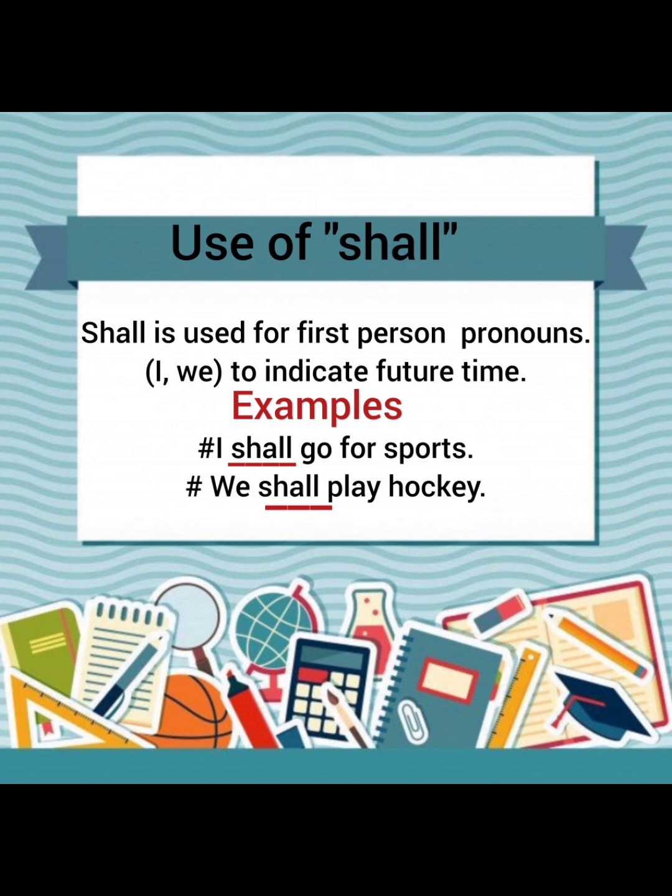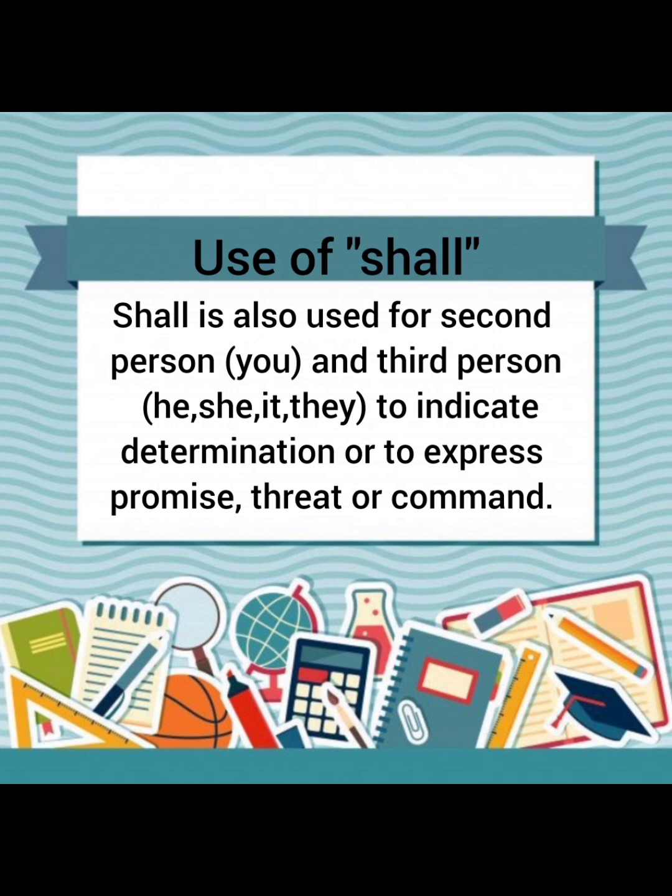Then shall is also used for second person you and third person he, she, it, they to indicate determination or to express promise, threat, or command. Usually people say that shall is only used for first person pronouns, but it's not like the case. We can use it for second and third person pronoun, but the situation is different for both the usages. For example, let's have a look on the examples.